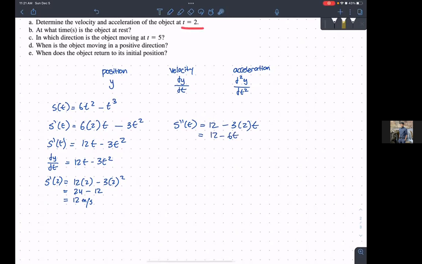And then you have to sub in t equals 2. So that means you would get 12 minus 6 times 2. So that's just going to equal 0. It's 0 acceleration. Okay?